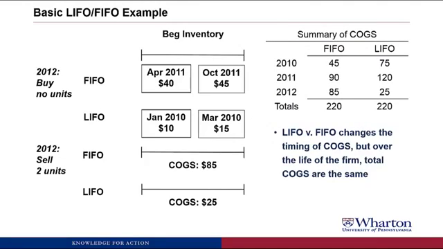Let's take a look at a summary of cost of goods sold over time for this example. As you can see, in 2010 and 2011, FIFO had lower COGS by 30 each year, but then in 2012, FIFO had $60 higher COGS, which means that the total COGS over the 3 years is identical. So FIFO versus LIFO changes the timing of cost of goods sold, but over the life of the firm, total cost of goods sold is going to be the same either way.